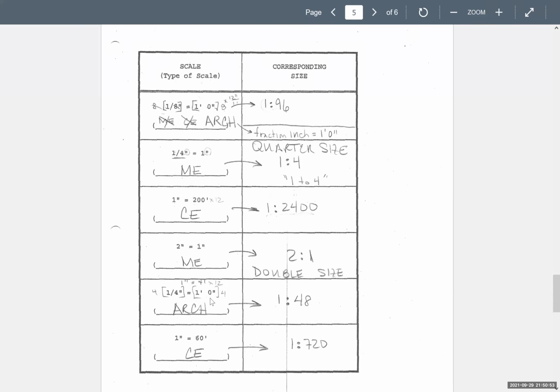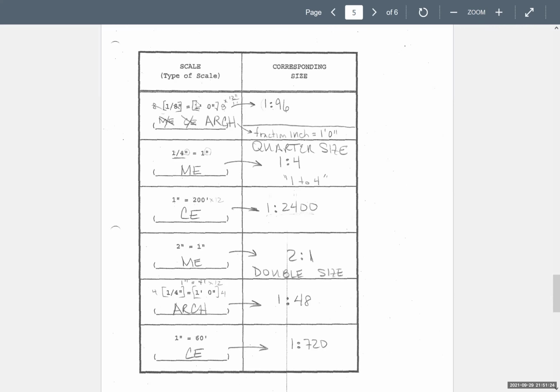Well, because it's still got the 1/8 and the 1/4 in it, the fractions of an inch, which are not usually on civil engineering scales. A civil engineering scale has a 1 inch on the left, and it has a foot, no inches, on the right. So these happen to be architectural scales.